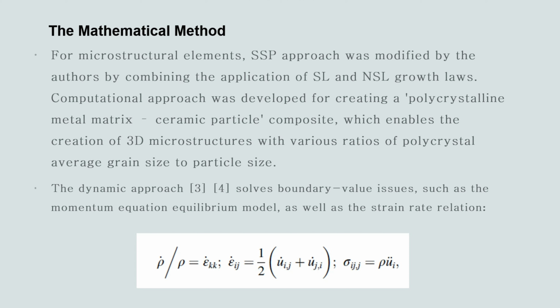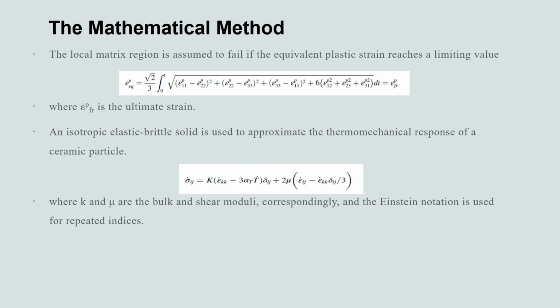The dynamic approach solved boundary value issues, such as the momentum equation equilibrium model, as well as a strain rate relation. Here in this relation, rho is the mass density, U is the displacement vector, the comma in the notation and the superposed dot denote the space and material derivatives respectively. The local matrix region is assumed to fail if the equivalent plastic strain reaches a limiting value, where here we have the equivalent plastic strain and the ultimate strain.